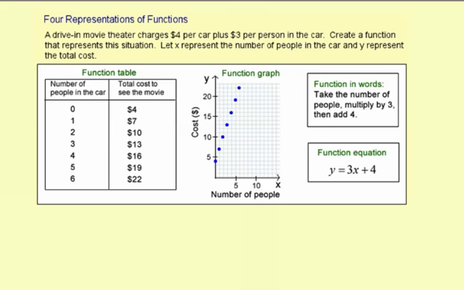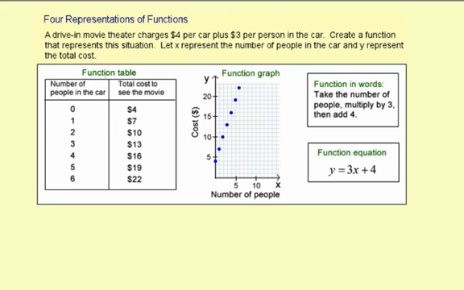Then there's the function in words, and this explains how you get the output values from the input values. You take the number of people, which is the input, multiply by 3, and then add 4, and that'll give you the output for each situation. Then there's the function equation, which shows the same thing, it's just in equation format instead of words. Here's the input x, multiply by 3, and then add 4, and that's how you get the output values.